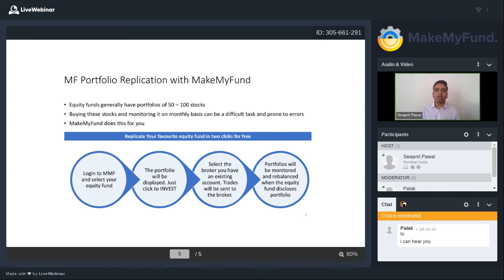So let's say you bought 1 lakh worth stocks, which are replicating ICICI Pru large cap fund. Now, in that replication, ICICI Pru's portfolio changed by, say, 5%. And some stocks were bought, some were sold. So that rebalance is triggered from our side. And again, it's a one-click rebalance.